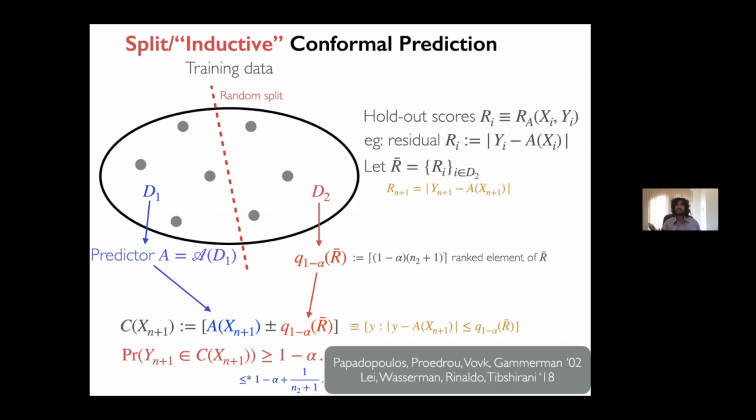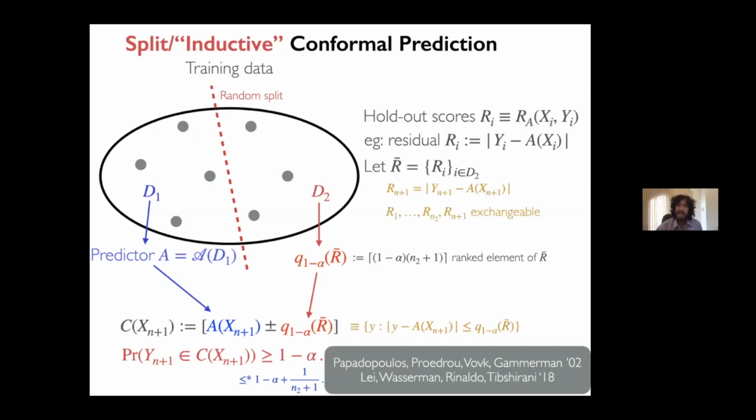You sampled that pair from that joint distribution, but you just hid Yn+1. You just hid it from me. I don't see it. I just saw Xn+1. But in a proof, you can just write down what Rn+1 is. Rn+1 is just Yn+1 minus A of Xn+1. So the proof knows Rn+1.